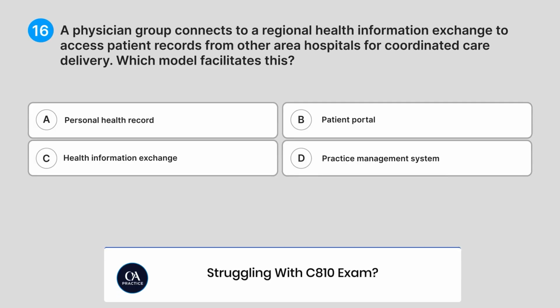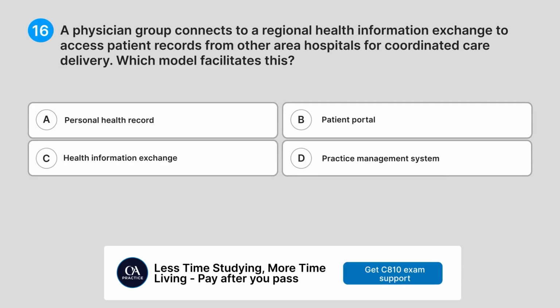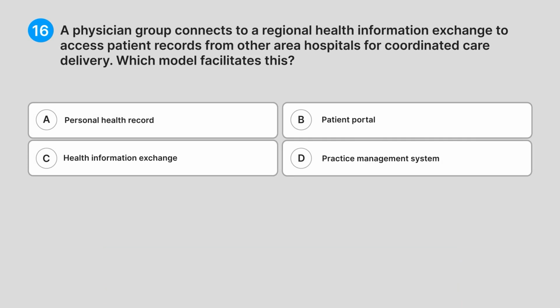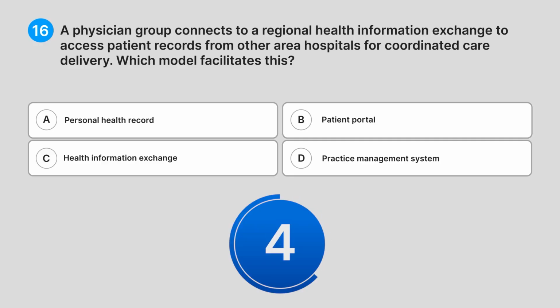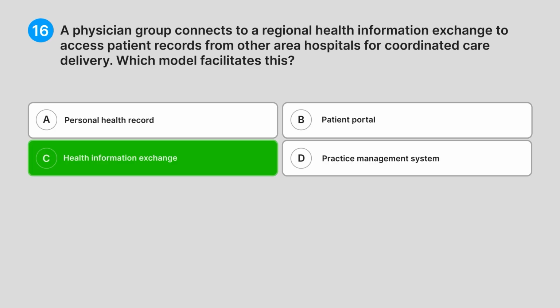16. A physician group connects to a regional health information exchange to access patient records from other area hospitals for coordinated care delivery. Which model facilitates this? A. Personal health record. B. Patient portal. C. Health information exchange. D. Practice management system. Do you know the answer? Correct answer, C. Health information exchange.